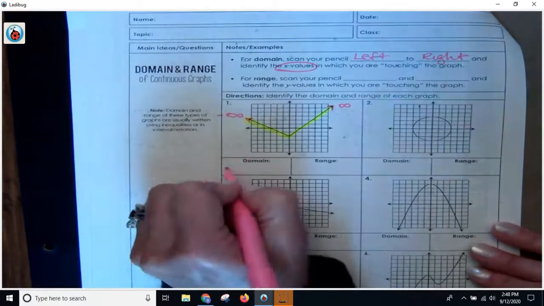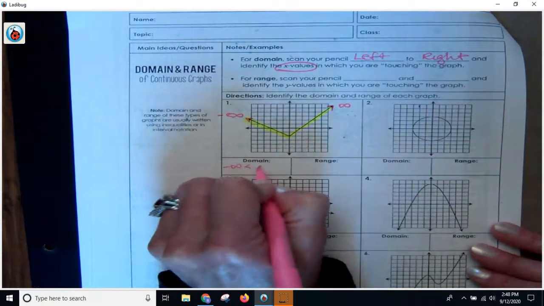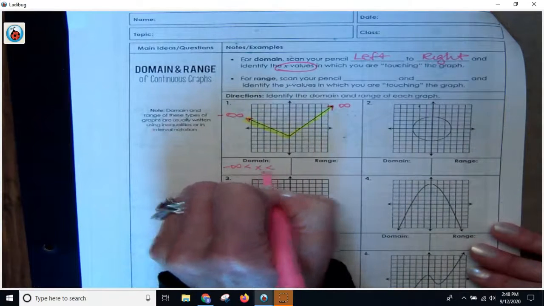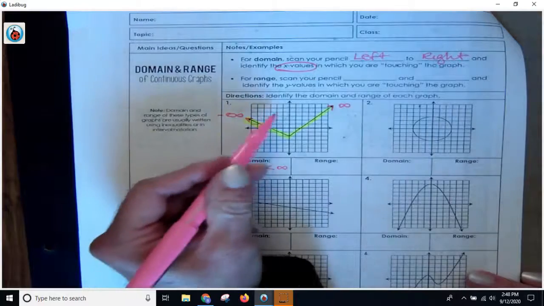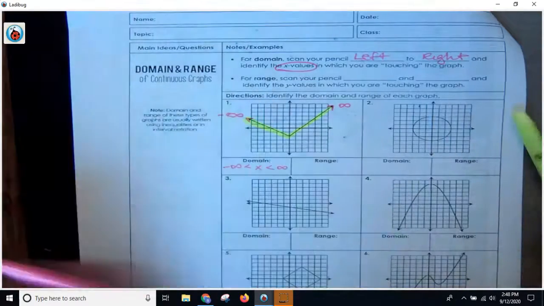So going from the left, negative infinity is our domain. We're talking about our x values to positive infinity. Now, when we're talking about our range, we are talking about basically our y-axis right here.